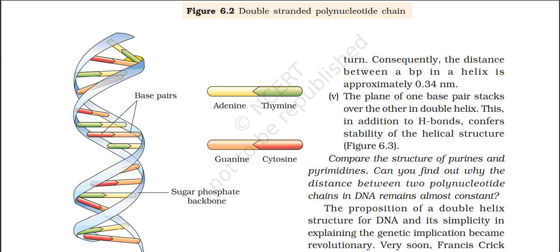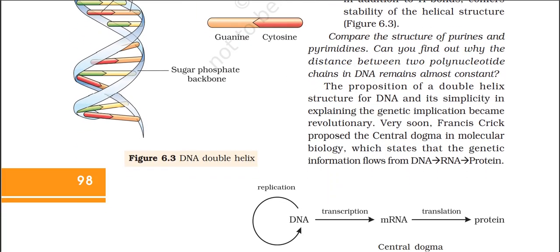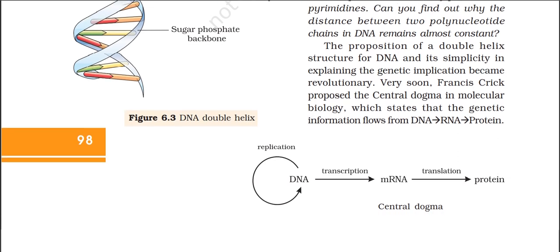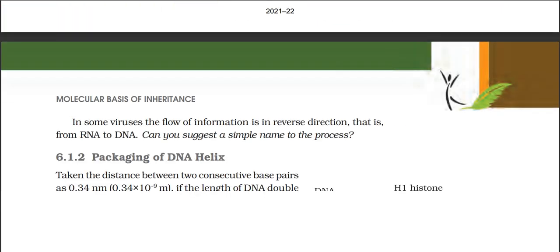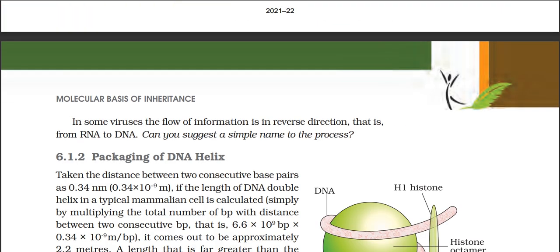Compare the structure of purines and pyrimidines. Can you find out why the distance between 2 polynucleotide chains in DNA remains almost constant? The proposition of a double helix structure for DNA and its simplicity in explaining the genetic implication became revolutionary. Very soon, Francis Crick proposed the central dogma in molecular biology, which states that the genetic information flows from DNA to RNA to protein. In some viruses, the flow of information is in reverse direction, that is, from RNA to DNA. Can you suggest a simple name to the process?